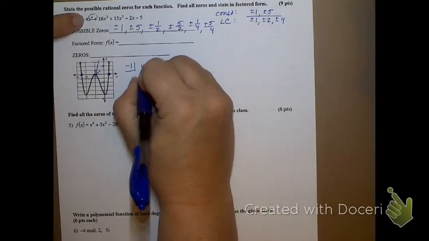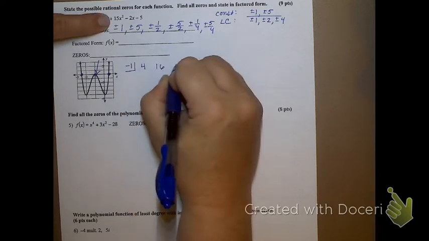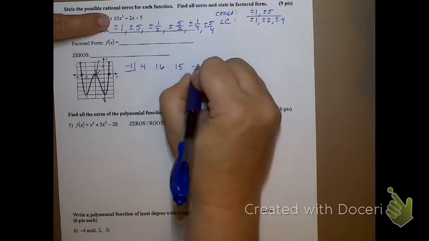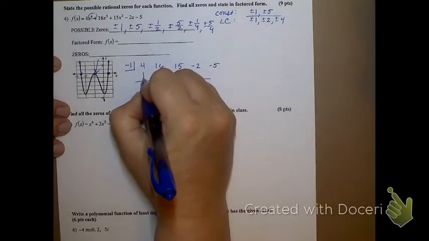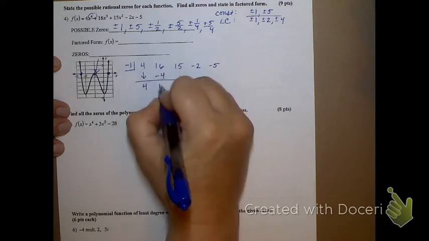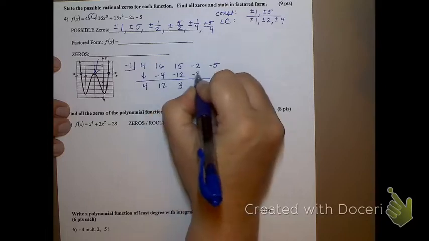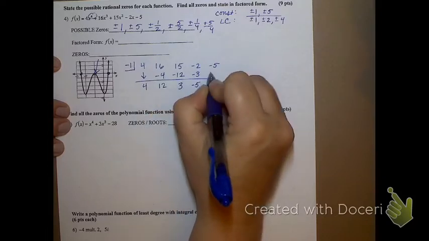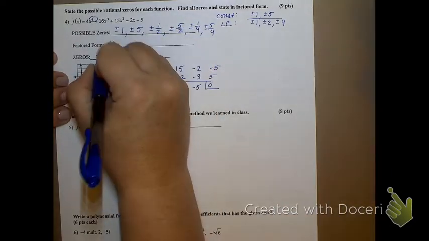I have 4, 16, 15, negative 2, and negative 5. Let's check this. 4 times negative 1 is negative 4. That would be 12. Negative 12, 3, negative 3, negative 5, 5, and 0. So negative 1 does work. So I know that negative 1 is an answer.